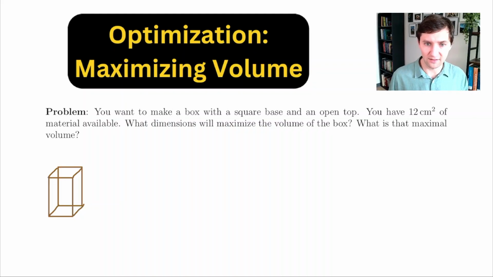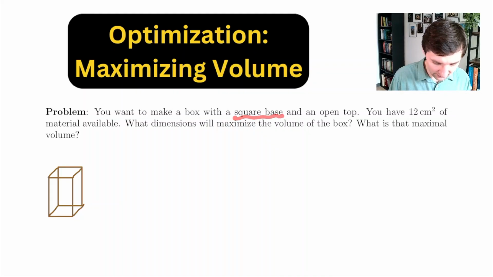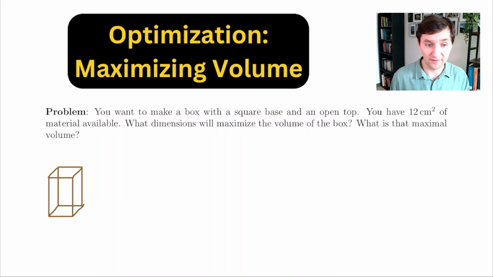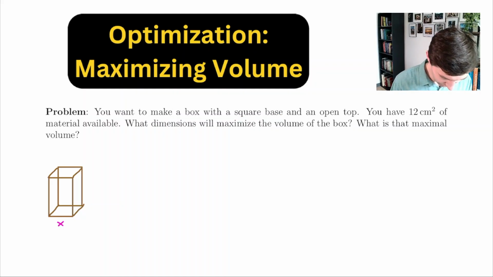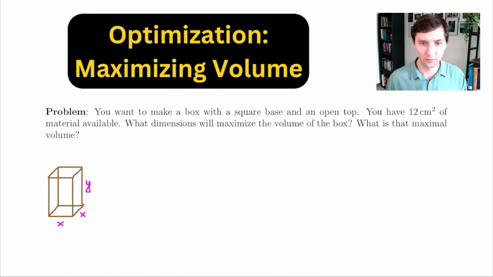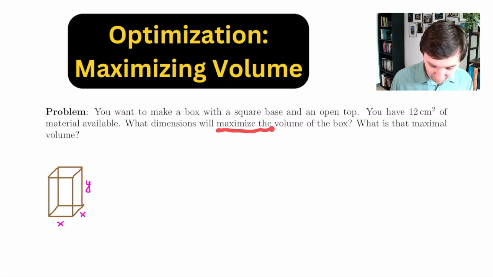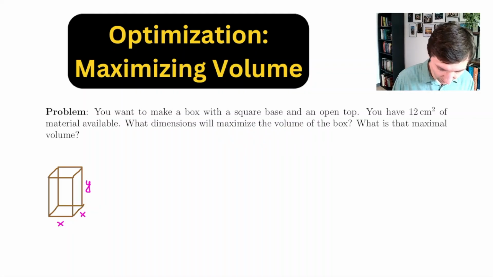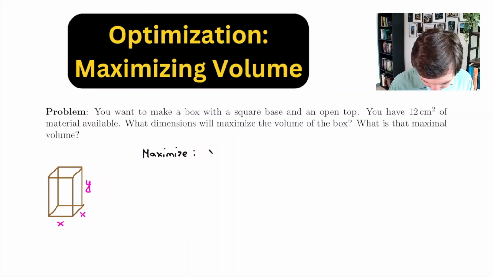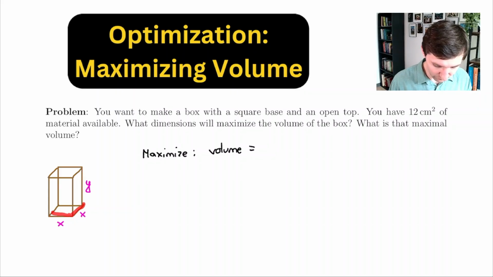We also know that this box has a square base, which means the dimensions of the base are the same. Its length and width are the same. Let's call it x. Let's call the height of this box y. We must maximize the volume of the box. What we are maximizing is volume. And we know that the volume is computed by length times width times height. In our case, x times x times y, which gives us x squared times y.